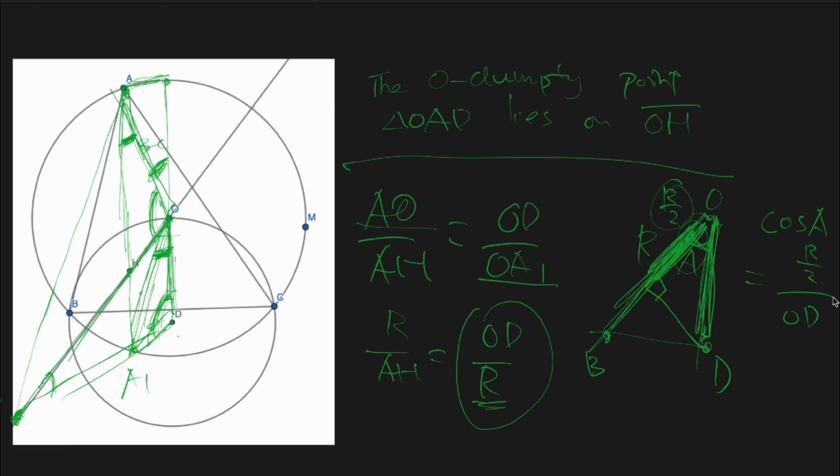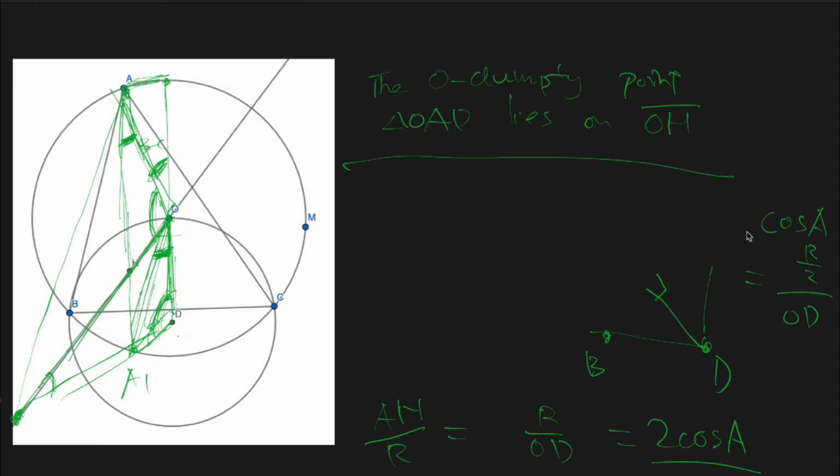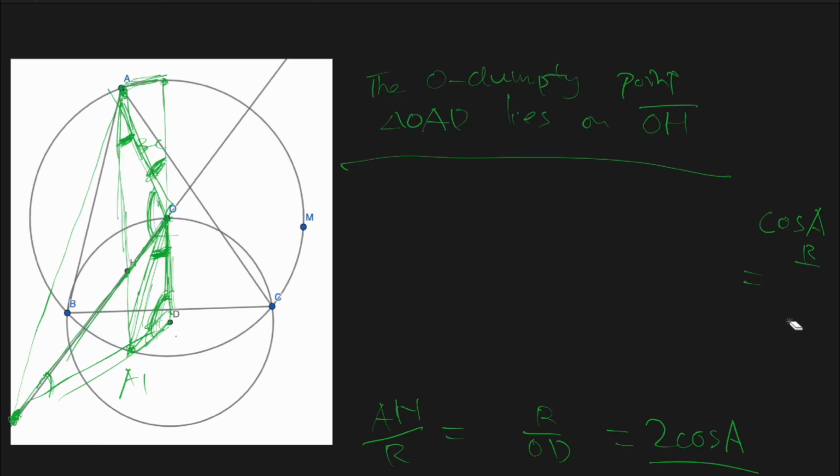And so what we eventually want is OD over R. So maybe we can flip this. I think that might help us a bit because we don't really want a secant. A secant is quite ugly. Anyways, R over OD will be equal to 2 cosine A from that. Okay, so all we have to prove is that AH over R is also 2 cosine A. And since H is the orthocenter, we've never actually used the condition of the orthocenter. And hint hint, that means we have to use the condition of the orthocenter now.